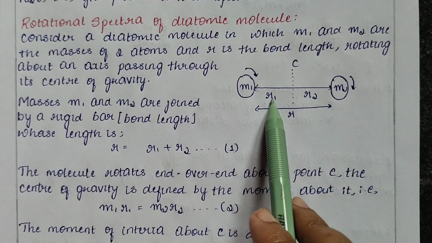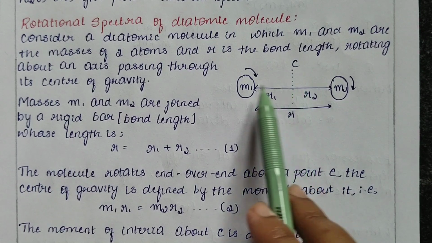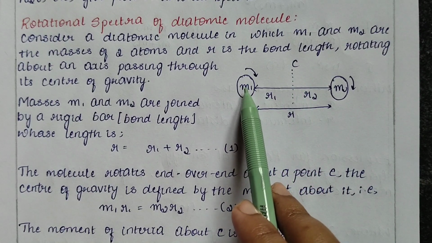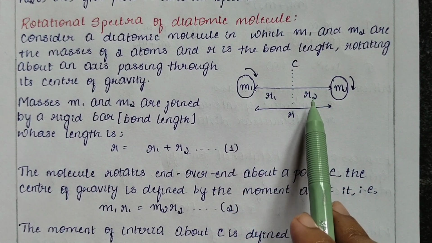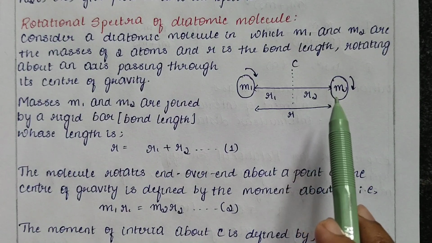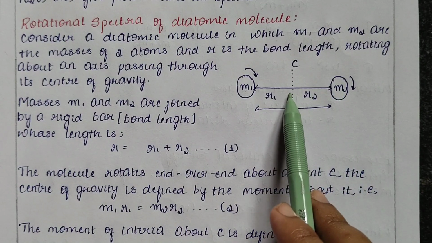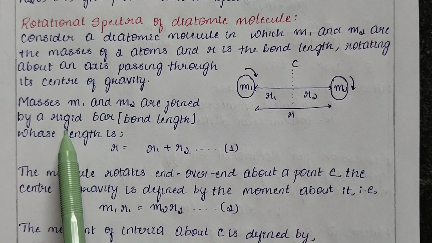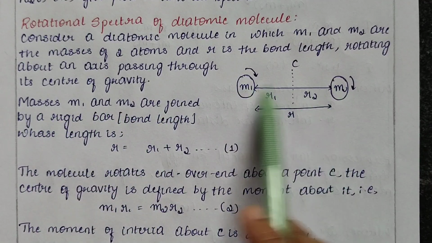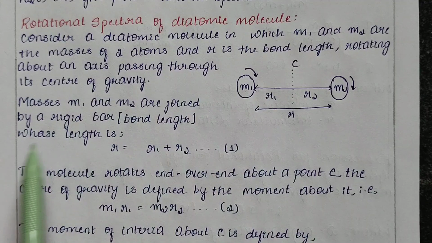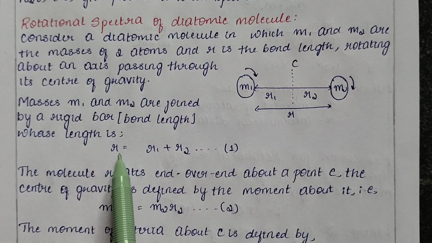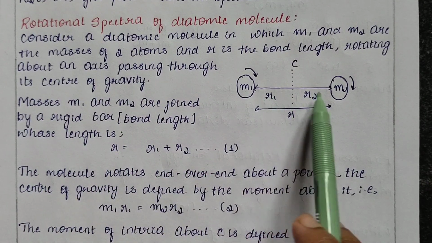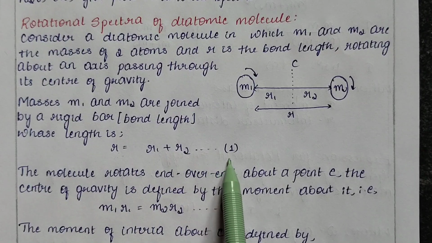Here R1 represents the distance between the center of gravity and the center of atom A of mass M1, and R2 represents the distance between the center of atom B of mass M2 and the center of gravity C. So masses M1 and M2 are joined by a rigid bar, which is the bond length, whose length is given by R, which is equal to R1 plus R2. We'll consider this as equation number 1.